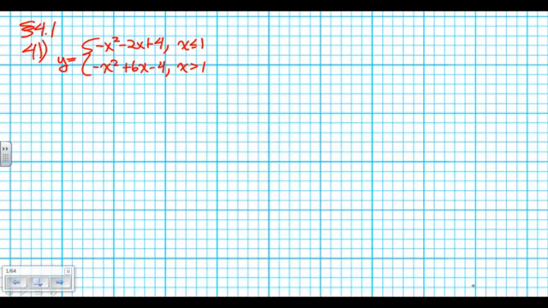So here's problem 41 from section 4.1. So we're going to look at this. We are going to try to find the local extreme values by first identifying the critical points.